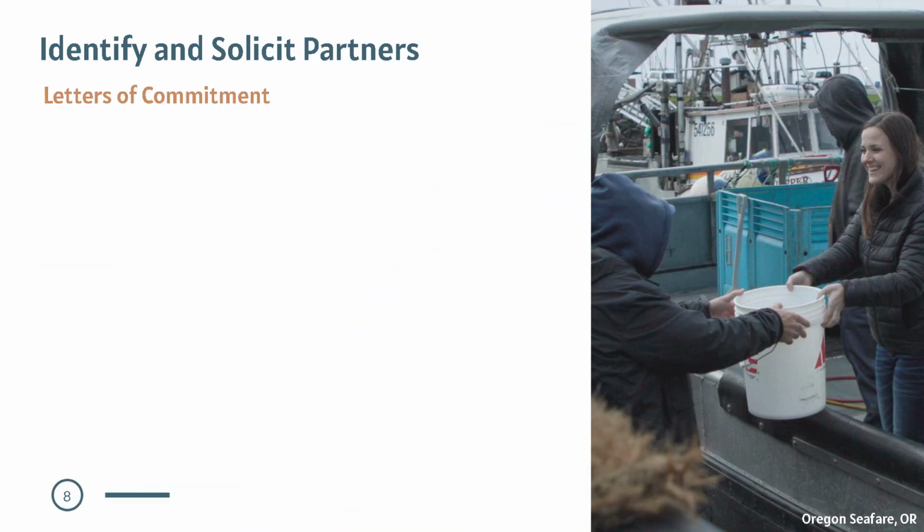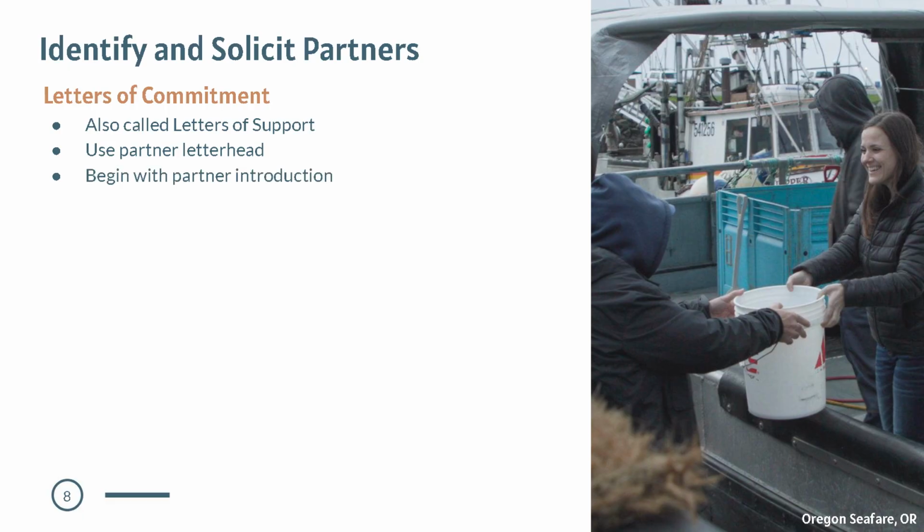Let's talk about letters of commitment. Letters of commitment are written by the partner, directed to the applicant, formalizing the partner's involvement in the project. Some programs refer to them as letters of commitment, and others call them letters of support. Be sure to check your RFA for the language your program uses. Each of your partners will need to write one of these letters, which will then be submitted with your grant application. The letter should be written on the partner's letterhead and begin with an introductory paragraph with some background on the partner and their work.